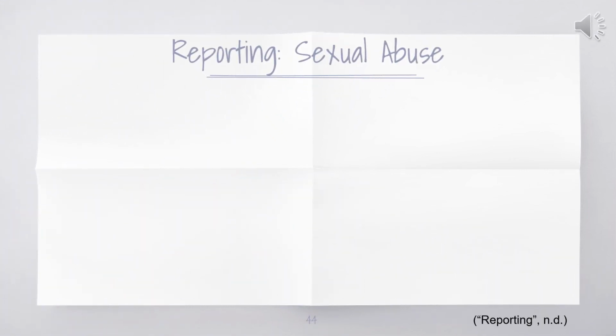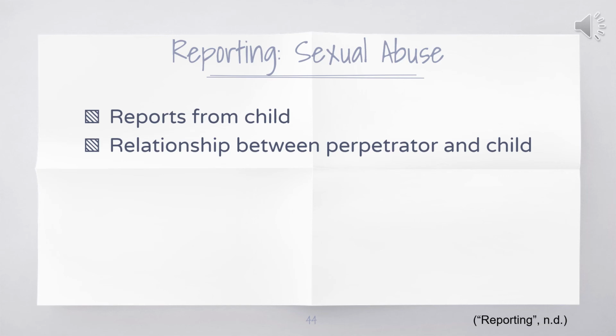Next, we will discuss reporting sexual abuse. You should describe what you know about the suspected sexual abuse of the child. What has the child done or said to make you suspect sexual abuse? What is the relationship between the suspected perpetrator and the child? Does the suspected perpetrator live in the home and/or have access to the child?